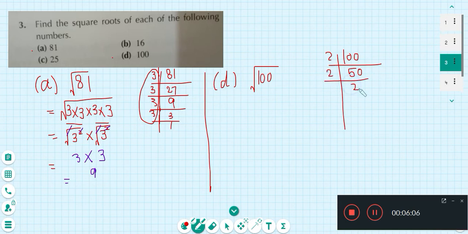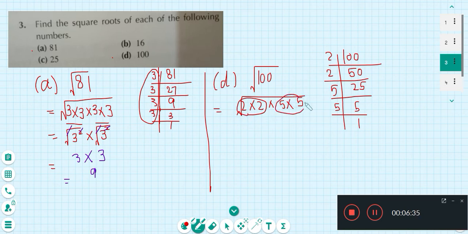2 25s are 50. Now 25 is an odd number, and also it cannot be divided by 3. Yes, a prime number 5 can divide 25. And finally we have 5 ones are 5. So it means 100 can be written as 2 multiplied by 2 multiplied by 5 multiplied by 5. As we are taking square roots, we will make groups of 2 numbers. So 2 into 2 will be equal to 2 square. Similarly, 5 into 5 will be 5 square.